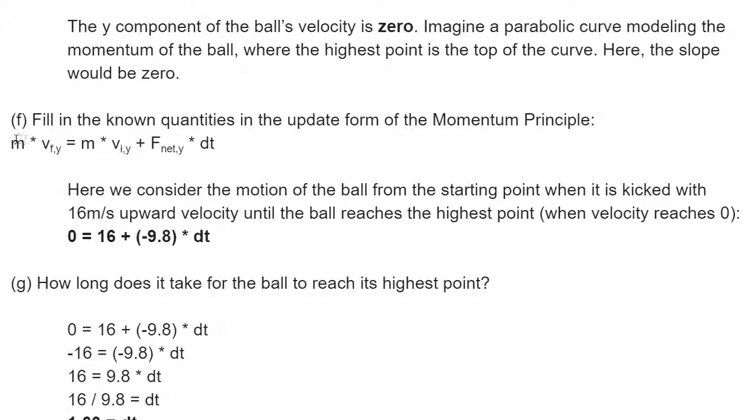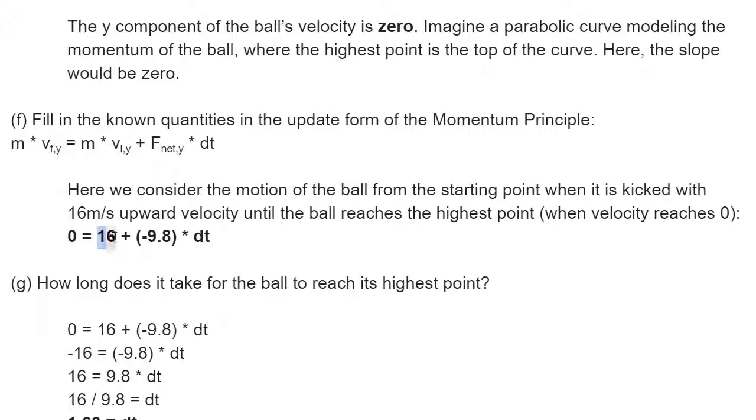So per part F, they give us this equation, they want us to fill it in. We've got the final y momentum is equal to our initial y momentum plus F net times change in time. So I say that this is the final y momentum. It's mass times the y component of our final velocity, and we have our initial y momentum. That's really the mass times the y component of the initial velocity. So we want to fill that in, and we have the 0 from when the ball reaches its highest point.